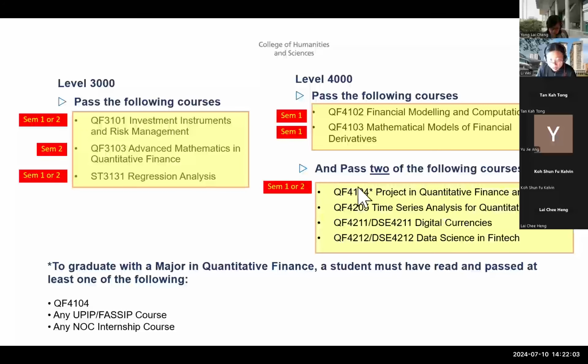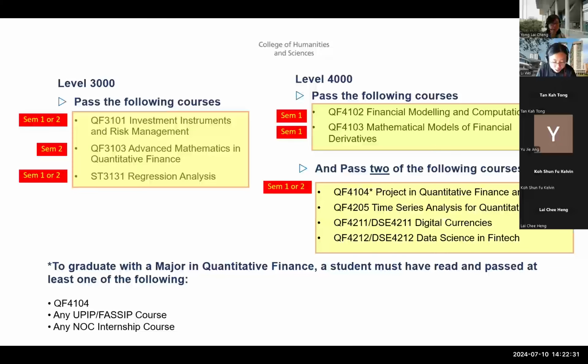So the current arrangement is that it would be offered in either semester 1 or semester 2 or both. So for this kind of information, you have to check online frequently for the curriculum updates. Okay, so current information is that it is semester 1 or semester 2. And the QF 4205 time series course is offered in semester 2.